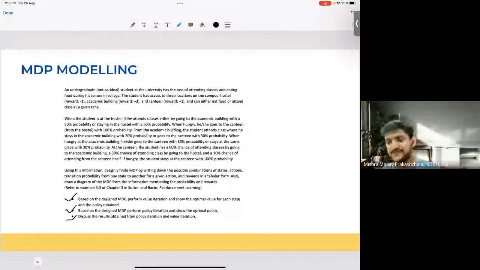The task you need to do is to design a finite MDP by listing all the states, actions, and the corresponding transition probabilities to go from one state to another by taking an action, and record it in tabular form. Then perform value iteration and show the optimal value for each state, then do policy iteration and show the optimal policy, and then discuss the results you gain from value iteration and policy iteration.